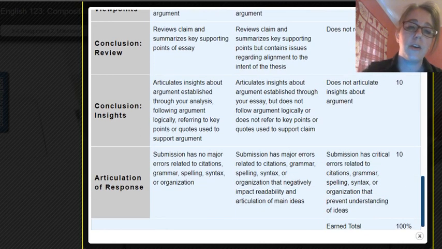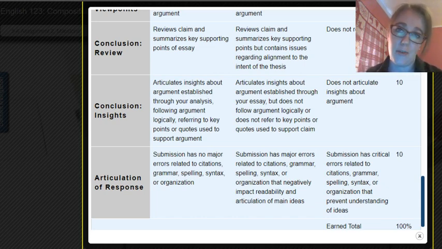Then we're going to take a look at our conclusion. Do you rephrase and summarize those 3 key points? Do you include a couple new insights that maybe you learned about this topic? And do you have a nice, strong conclusion that wraps up the whole point of the paper? And then our old friend, articulation of response. We want to make sure that our submission is free of errors related to citations, grammar, spelling, syntax, and organization. And remember that we need to use citations because we're using evidence from other people's work. So make sure when you use direct quotes or paraphrase that you put those citations in.